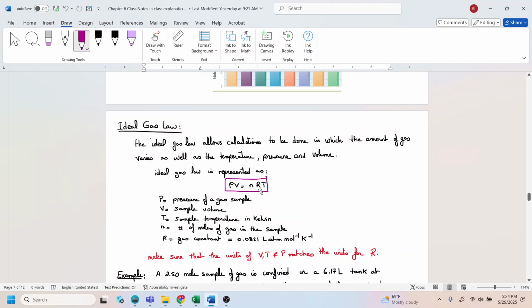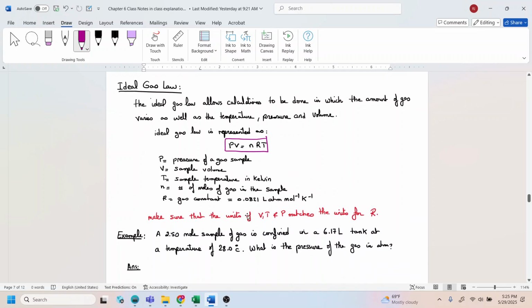R is the gas constant, and because it's a constant, it has a constant value. And notice the units for R, it's very important. This will tell you what the units of the pressure, the volume, and the temperature should be so that they match the R units. So the volume has to be in liters, the pressure has to be in atmospheres, and the temperature has to be in Kelvin. So please pay attention to that.